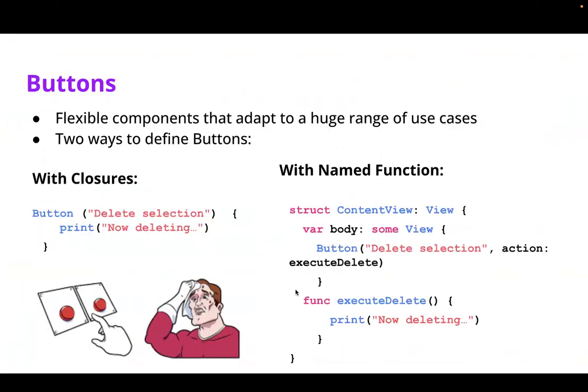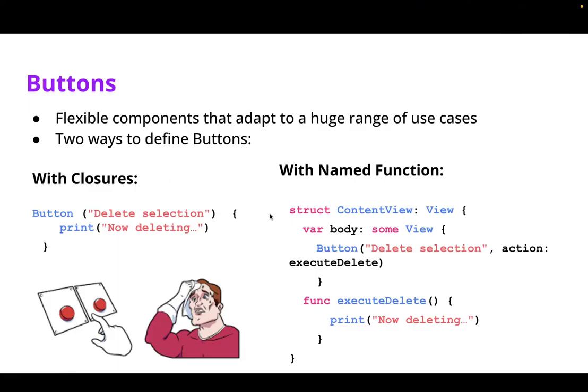Okay, so the next topic we're going to cover are buttons. So buttons are basically flexible components that can adapt to a large variety of different use cases. And there are two main ways to define buttons. On the left, this is the more simple way to define a button with a closure, where basically you define button and then write the title you want for your button. In this case, it's delete selection. And then inside the curly braces that follow it, you add an action that you want to happen after a user clicks your button.